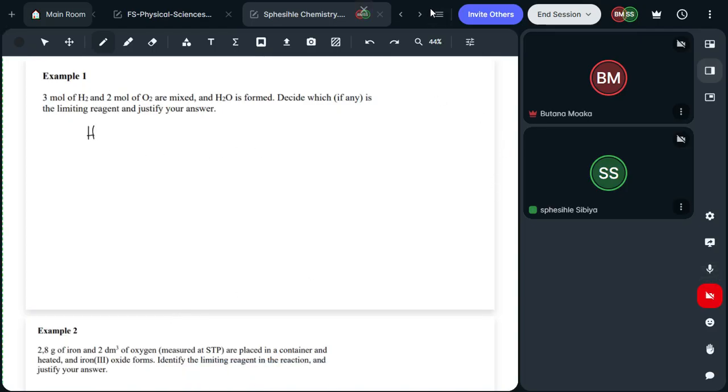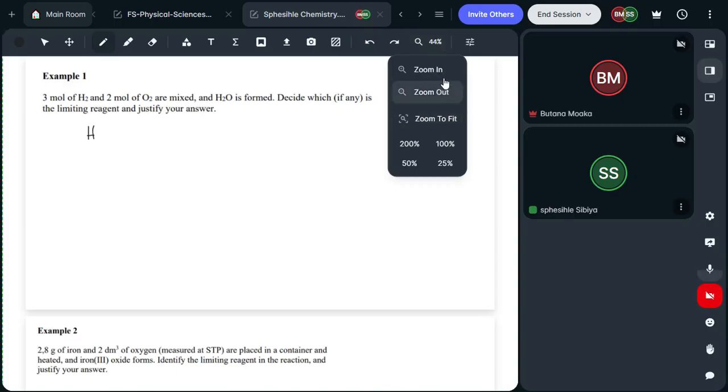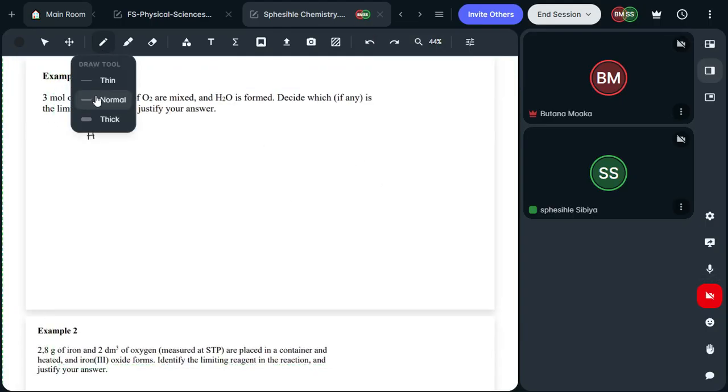I don't know. Let me just zoom in. Not zoom out. Maybe.